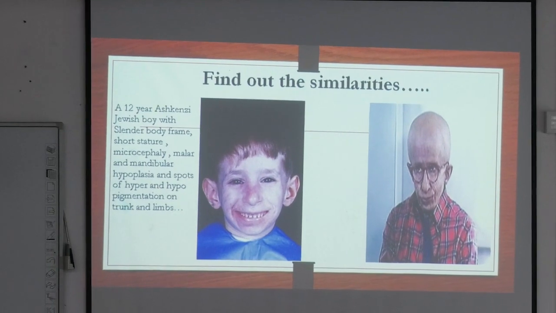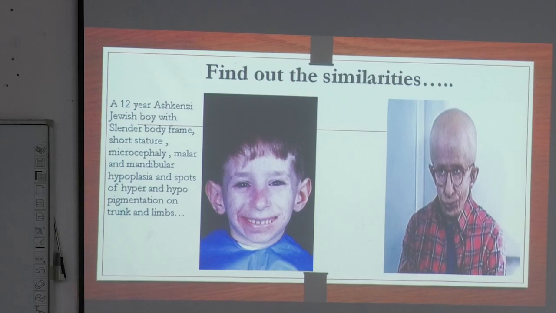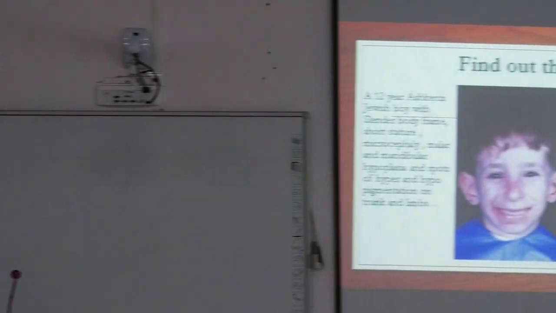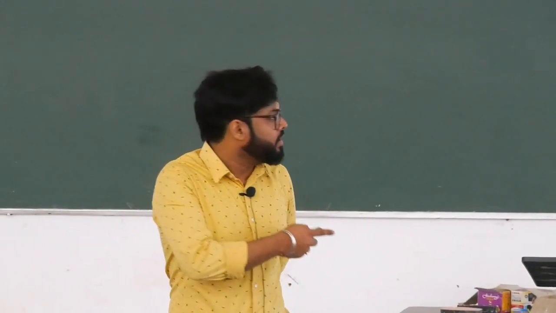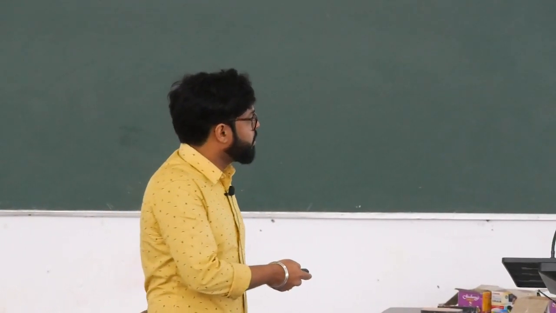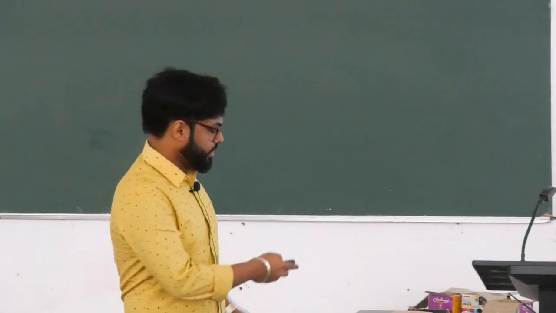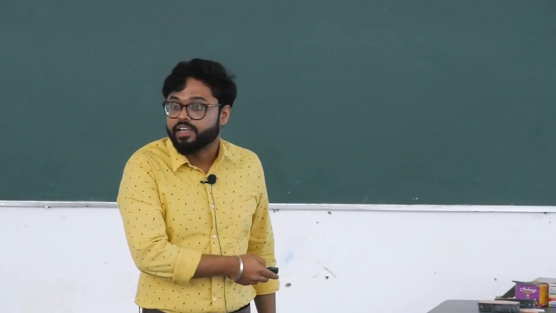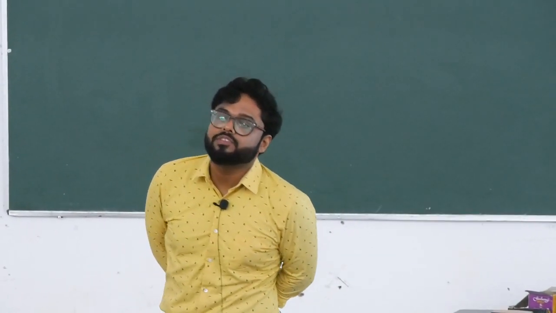And on the next side, this child is a 20-year-old boy with alopecia and scleroderma-like skin, and the child is having problems with periodic patterns. So on the right side, this scenario is Bloom syndrome, and on the left side, it's a progeroid syndrome. These two progeroid syndromes are associated with premature aging.